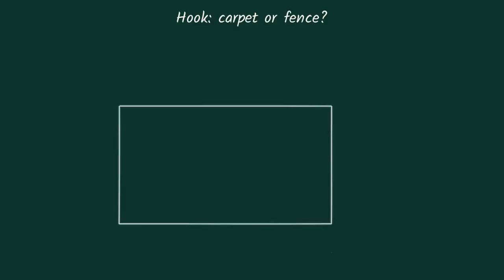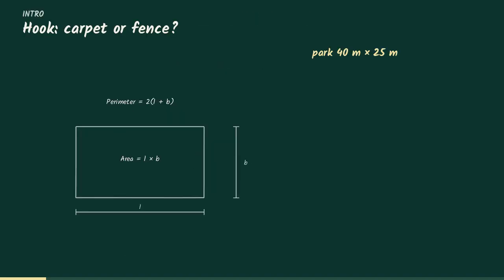A park is 40 meters by 25. Carpeting the grass wants one number. Fencing the boundary wants another. Which number do you reach for first?